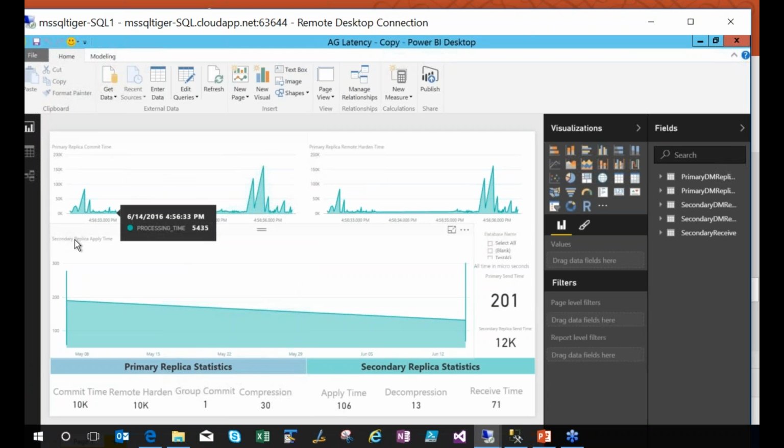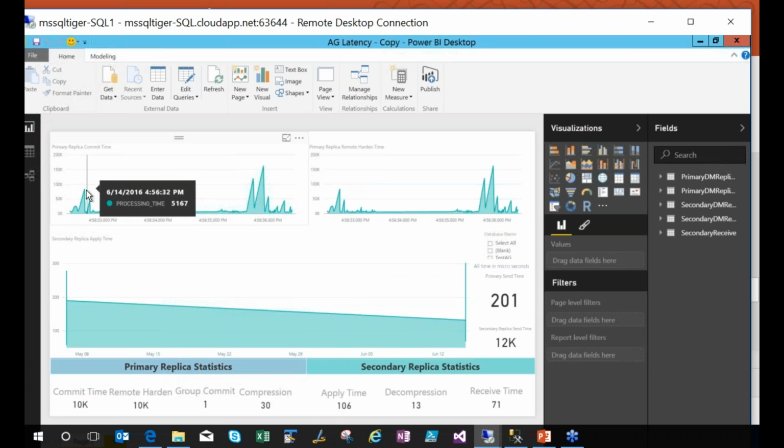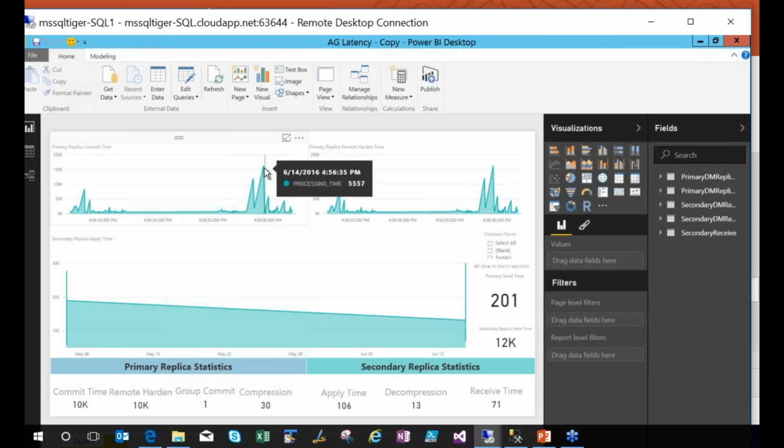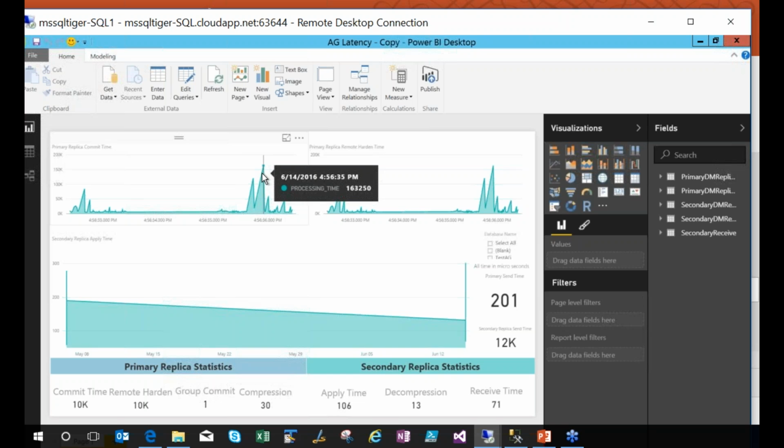So the first one shows me my primary replica commit time. Over a period of time, depending on when I was pushing in the data, which I kicked off before I started this session, you would see the processing time increase. So the time it took for the primary replica to commit increased. So I'm able to track that.